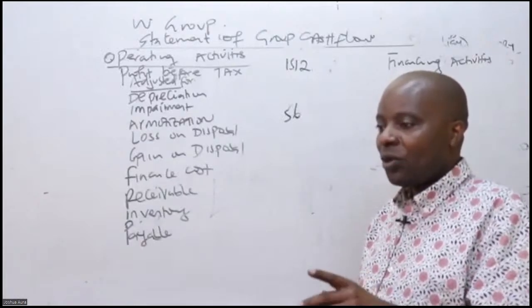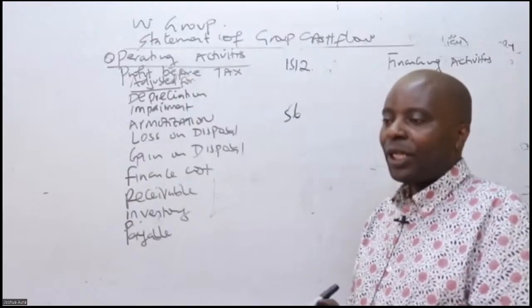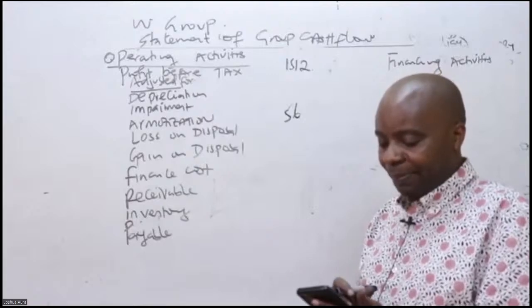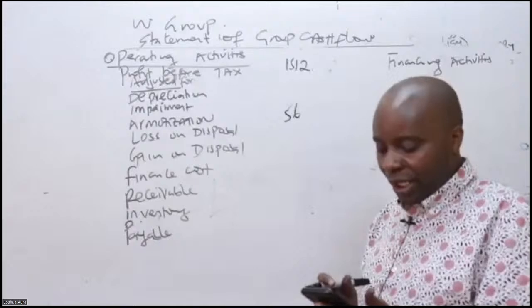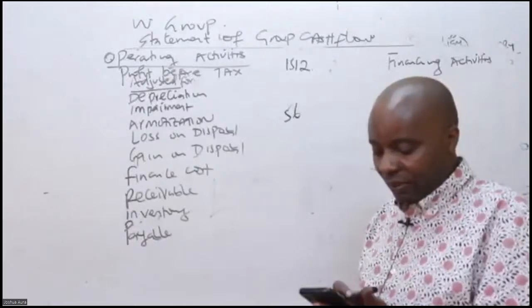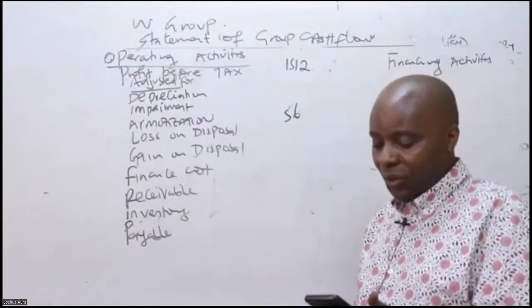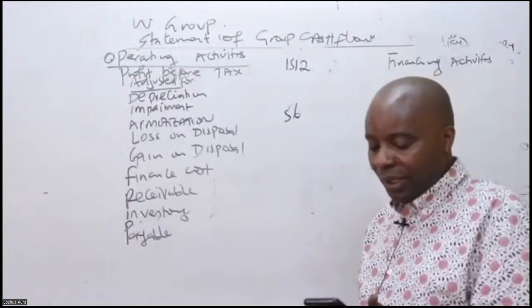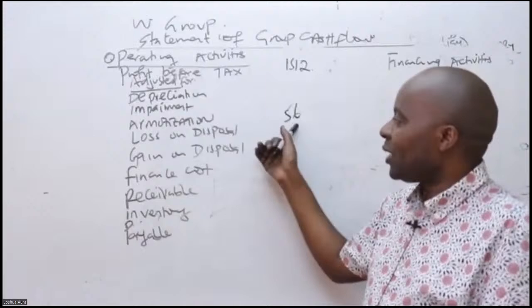this lady called Nancy Kimathi tells me to pardon about amortization. Amortization has been given in note number 6, last sentence. You'll be able to see shillings 56 million amortization of other intangible assets. That's what you bring here, amortization 56.